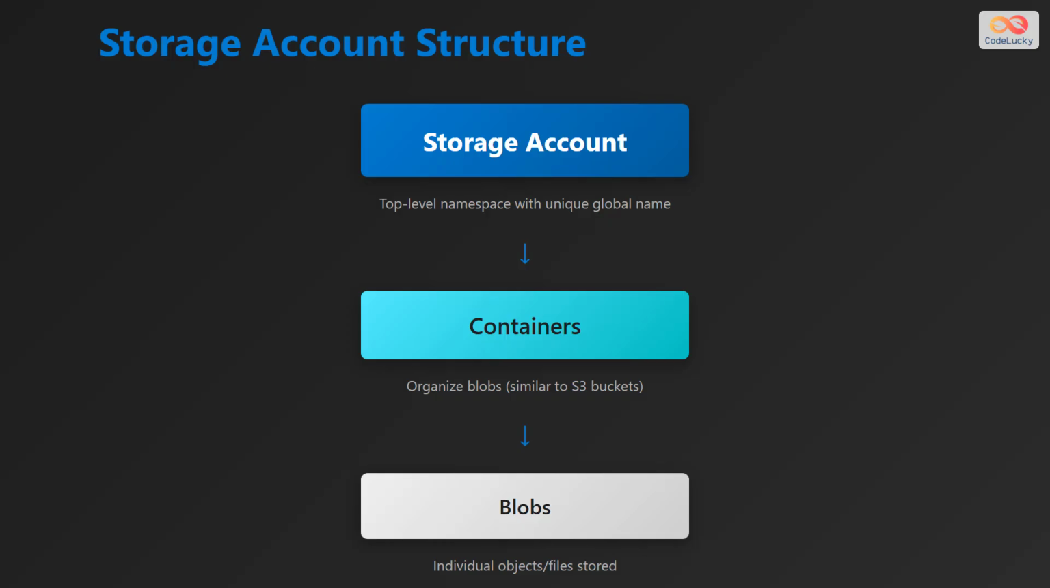Understanding the hierarchy in Azure Blob Storage is crucial. At the top level, you have a storage account, which serves as the top-level namespace with a unique global name across all of Azure. Within a storage account, you organize your data using containers. These containers are similar to S3 buckets in AWS and help you group related blobs together. Finally, at the bottom level, you have blobs, which are the individual objects or files you actually store. Think of it as a three-tier structure. Account contains containers, and containers hold blobs.